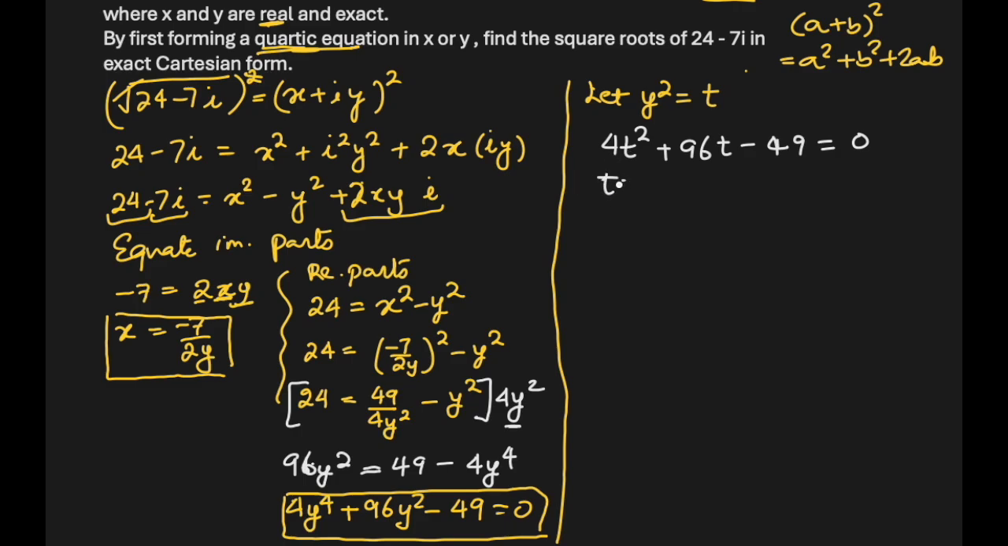So t will be equal to minus b plus minus square root of b squared minus 4ac over 2a. Just put this carefully in your calculator and you will get two answers. Let me use my own calculator.